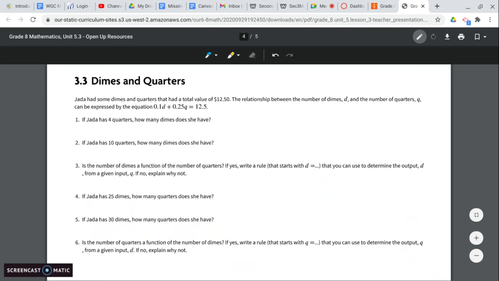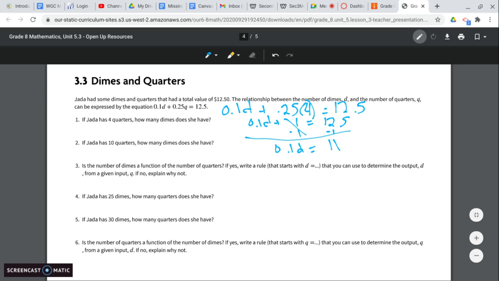Well, if we plug in 4 for Q, we've got 0.1D plus 0.25 times 4 equals 12.5. Now, we know 4 quarters represent $1, so that's 1 whole plus 0.1D equals 12.5. We subtract the 1 off, so we end up with 0.1D equals 11.5. Now, 11.5 divided by 0.1 is going to give us 115.